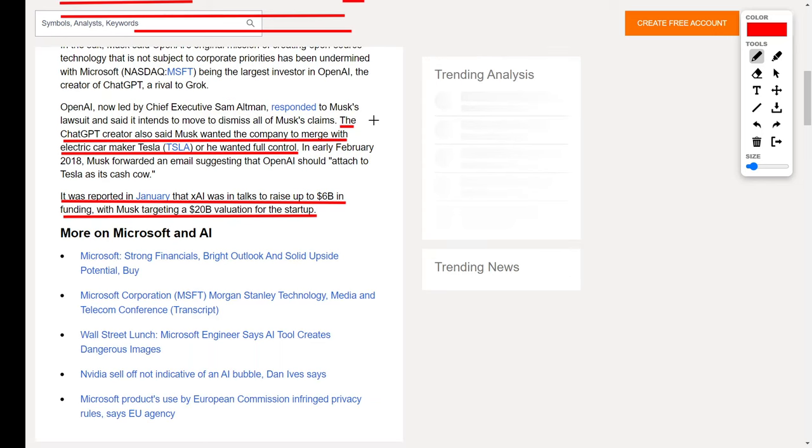But here's how it relates to Tesla. Essentially, Elon Musk wanted control over OpenAI so he can keep ChatGPT open source, while using Tesla as their own cash cow. But it seems that his strategy did not go to plan, and it's not working out. So instead, it was reported in January that xAI was in talks to raise up to $6 billion in funding, with Musk targeting a $20 billion valuation for the startup.